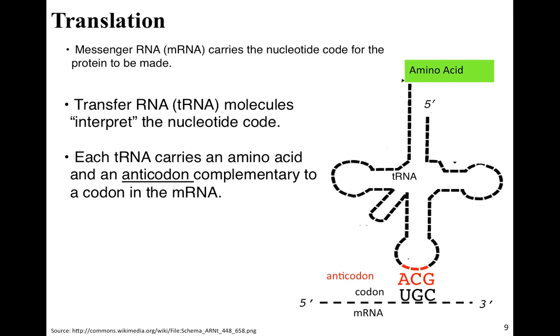So in translation, we have that messenger RNA, which was created during transcription, that is going to carry the nucleotide code for the protein to be made. Now we have another RNA getting involved, and that is the transfer RNA. These are the molecules that are going to interpret the nucleotide code. Each transfer RNA is going to carry an amino acid on its 5' end, and it's going to carry a complementary anticodon on the other end that will match the codon in the messenger RNA.